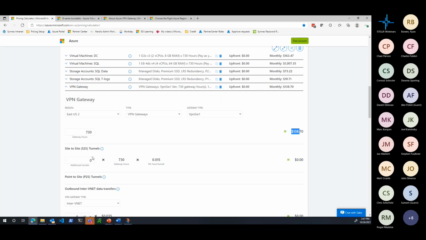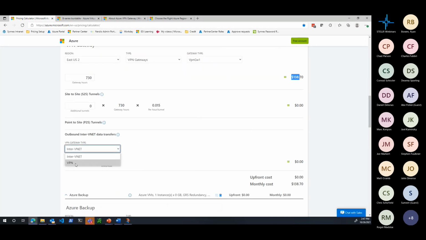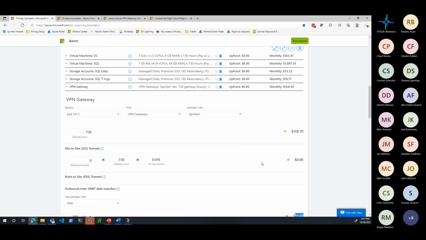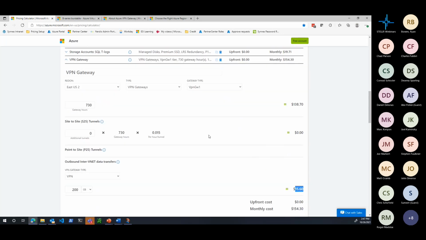This is where I can add additional tunnels outside of the 10 that are already included. But also we need to build out what our VPN traffic looks like. You probably will know your VPN traffic. Usually I'll put 200 gigs there unless it's a low usage or a heavy used VPN tunnel. This is just to help build out a line item that shows there are network costs going across the VPN. And that's how we typically price out our VPNs.